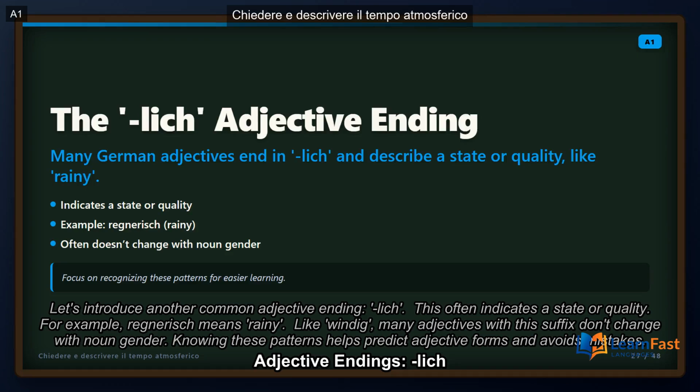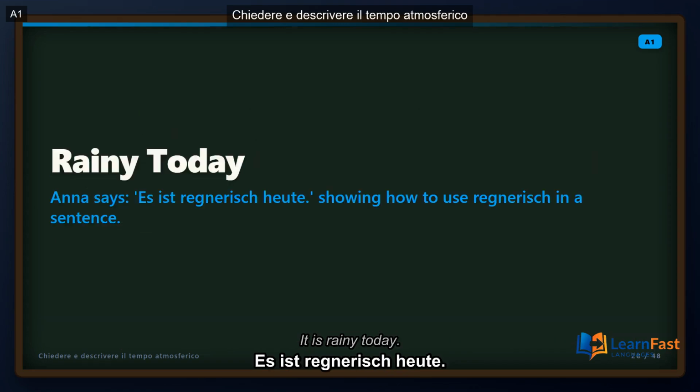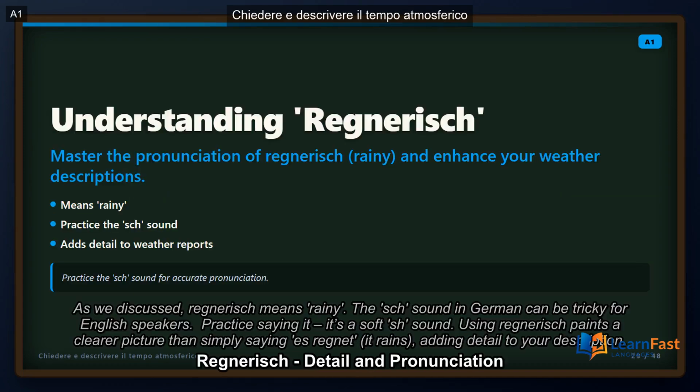For example, "regnerisch" means rainy. Like "windig", many adjectives with this suffix don't change with noun gender. Knowing these patterns helps predict adjective forms and avoids mistakes. Es ist regnerisch heute. As we discussed, "regnerisch" means rainy.